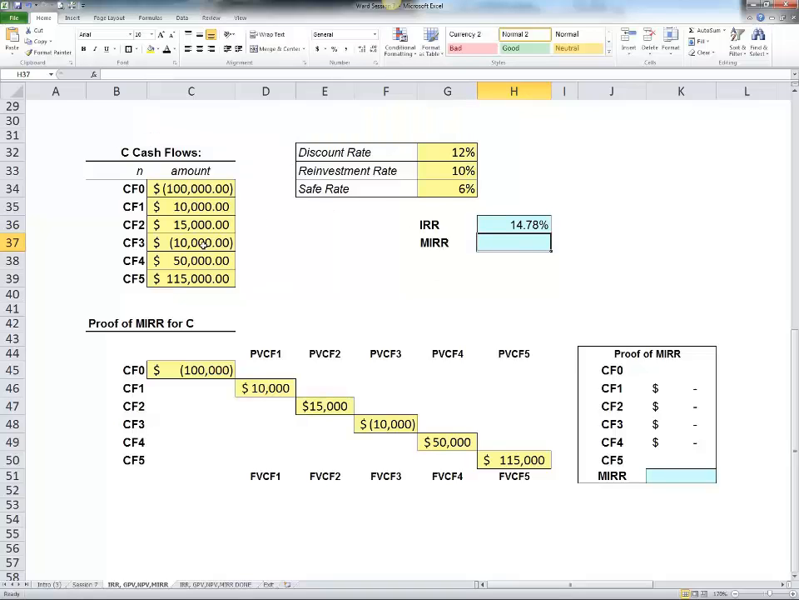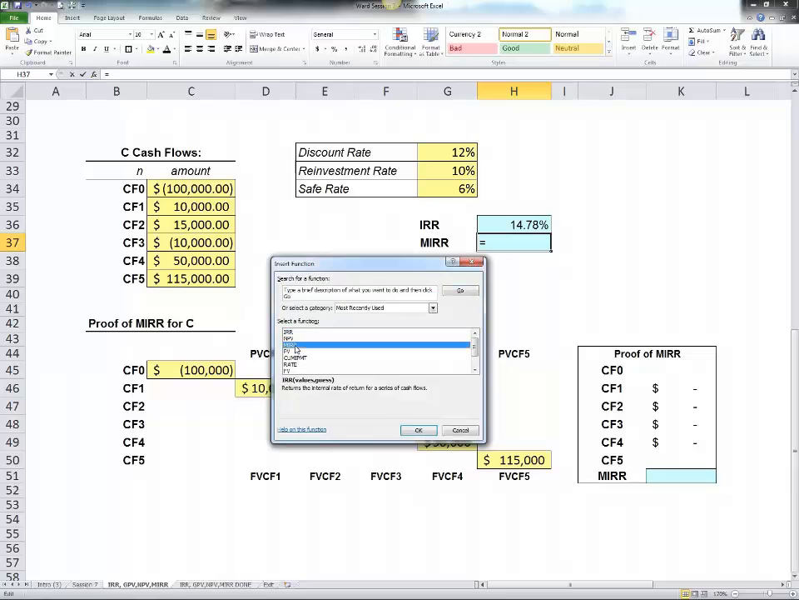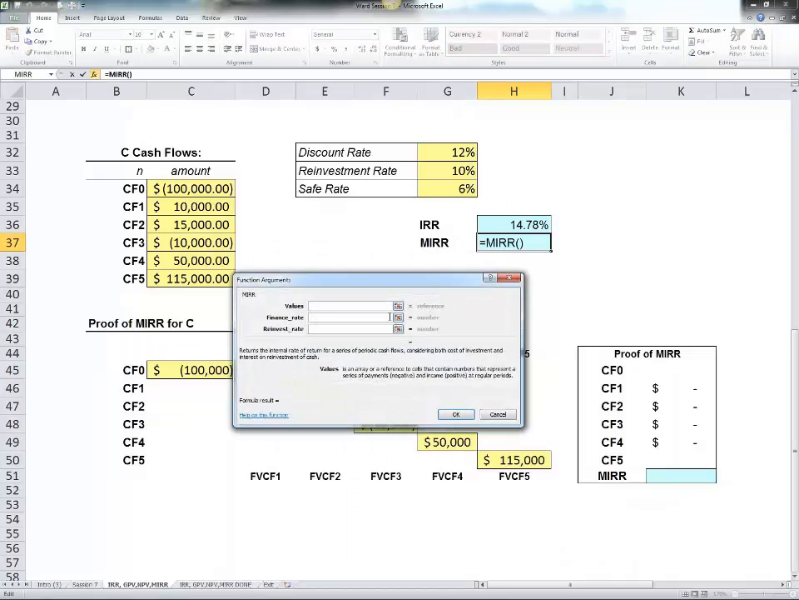We have a negative cash flow, and so we've got a finance rate or a safe rate that we're going to use together with the reinvestment rate in the modified internal rate of return formula. So let's bring up the function for MIRR. It asks for the values, just like internal rate of return. And then the finance rate. Excel's language here says it's the interest rate you pay on money used in the cash flows. I don't know if that's really all that helpful.